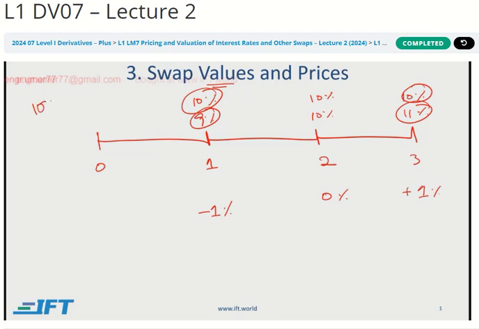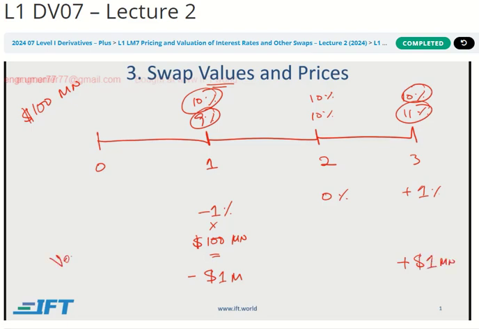And let's say this loan was for $100 million, then here this -1 would mean that you would have to actually pay up $1 million, right? Because 1% of 100 is 1, and here you would actually receive $1 million.